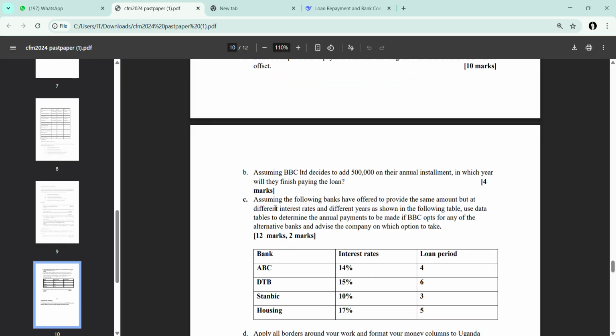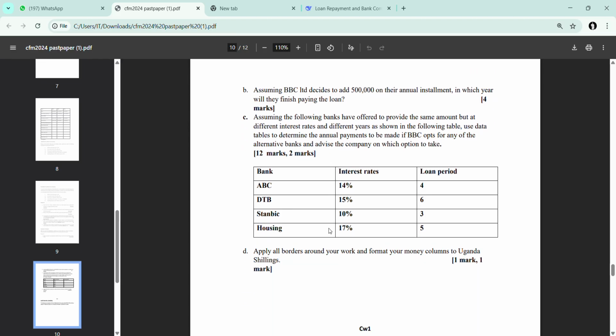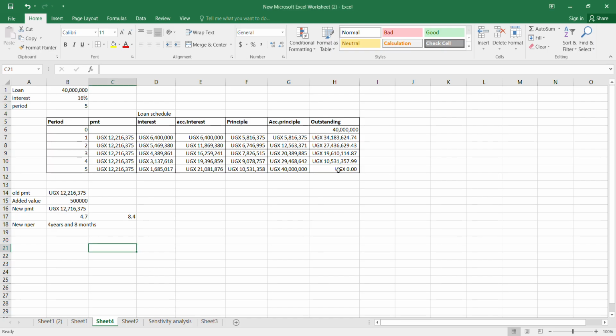So they're asking also, assuming the following banks have offered to provide the same amount but at different interest rates and different years as shown in the following table. Use data tables to determine the annual payment to be made if BBC opts for any of the alternative banks and advise the company on which option to take. Okay, they probably just need us to use the data tables. We shall go back and we do the data tables.